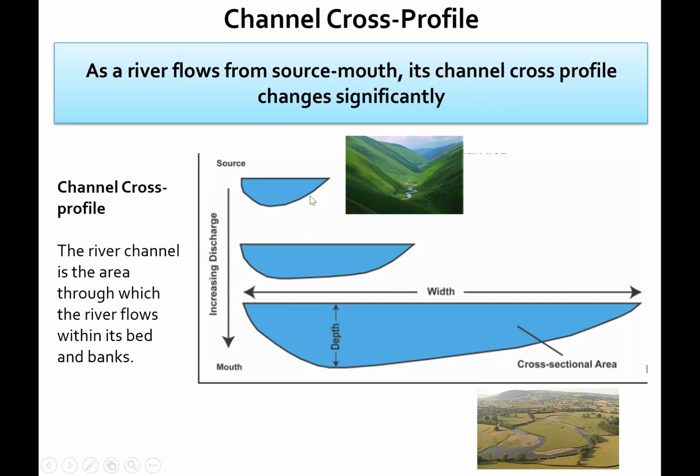So this shows you that the cross profile of the channel, so by the channel we mean the area with the water in, so the actual river itself. In the upper course here, you can see it's quite narrow, it's not very deep. As you get to your middle course, it gets wider, it gets deeper. You get to your lower course, it's the widest and also the deepest. But what you'll notice here is as the river gets wider and deeper, the amount of water it can hold gets larger. So if you can add on those three diagrams to your table.